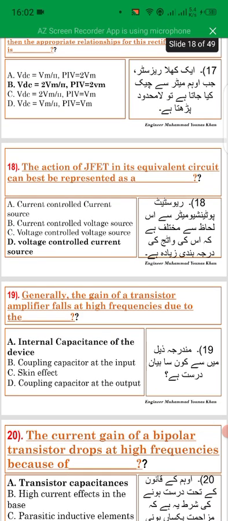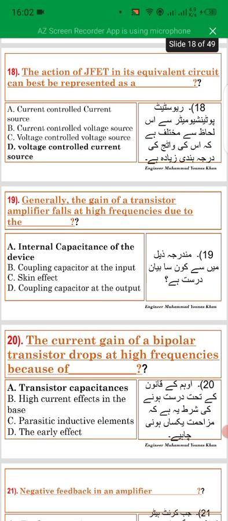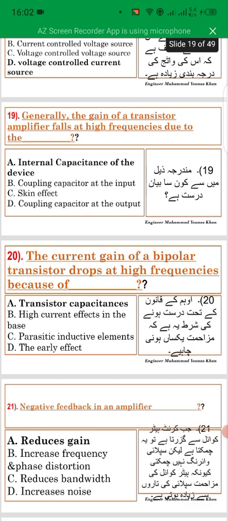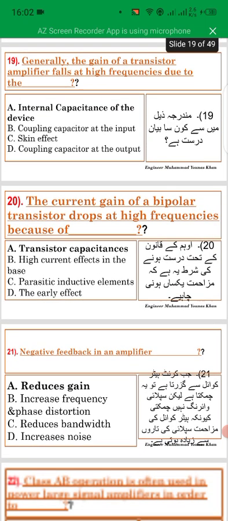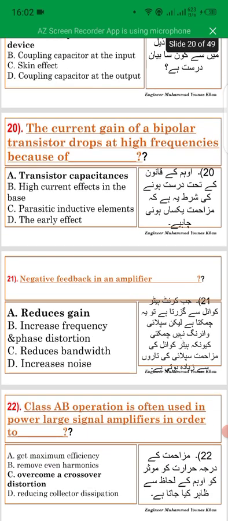The action of a JFET in its equivalent circuit can be represented as a voltage controlled current source. Generally, the gain of a transistor amplifier falls at high frequency due to the internal capacitance of the device. The current gain of a bipolar transistor drops at high frequency because of transistor capacitance.